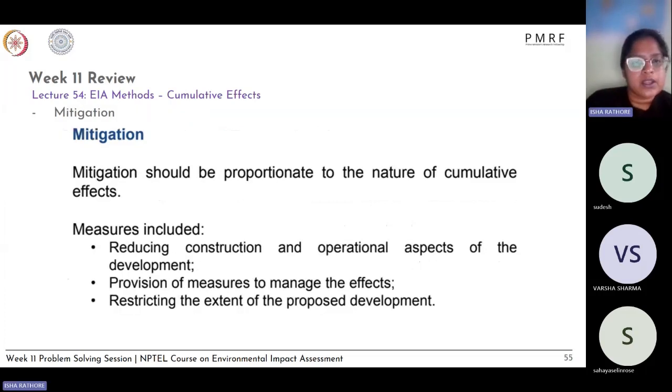Okay. So mitigation measures can include reducing construction and operational aspects of development, provision of measures to manage the effects, and restricting the extent of the proposed development. So how you minimize all of the cumulative effects which you feel are going to be felt because of your development project.